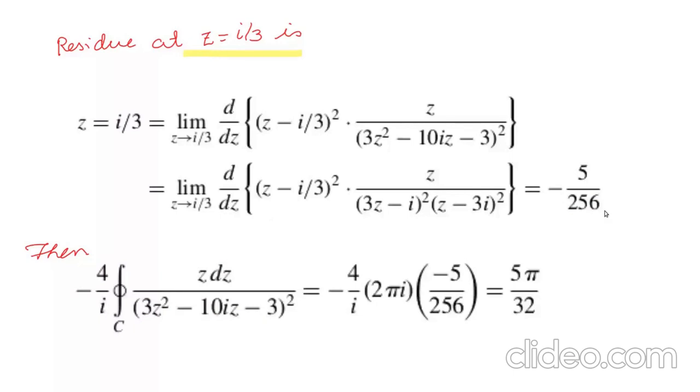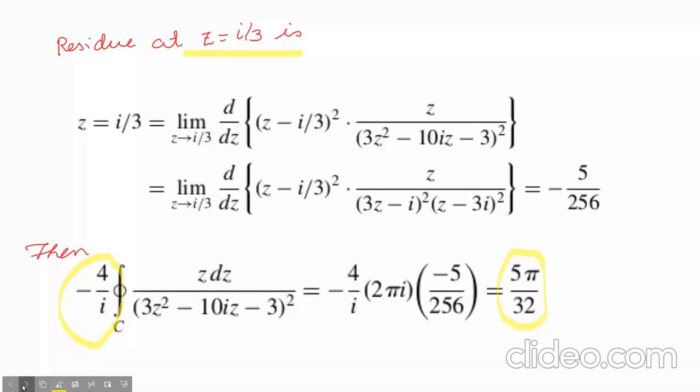And again, using the same Cauchy residue theorem, we can find this integration. The factor outside the integration will be taken as it is, minus 4 by i, times 2 pi i times the sum of residues, which is minus 5 by 256. So this is your answer, 5 pi by 32. So these were the questions in which we integrated a sinusoidal function from 0 to 2 pi using complex variables.